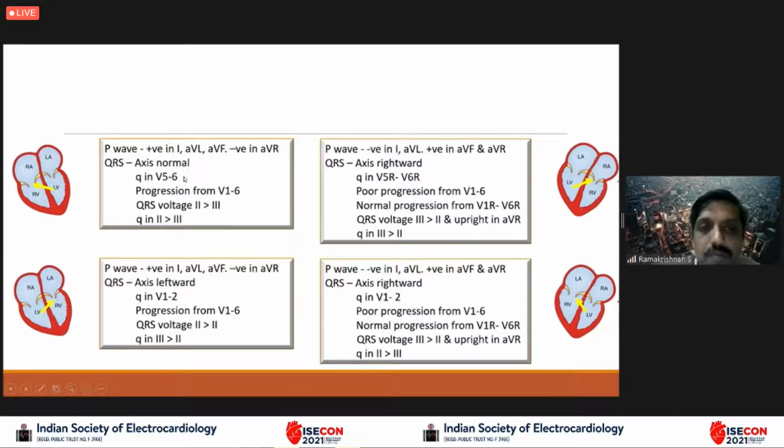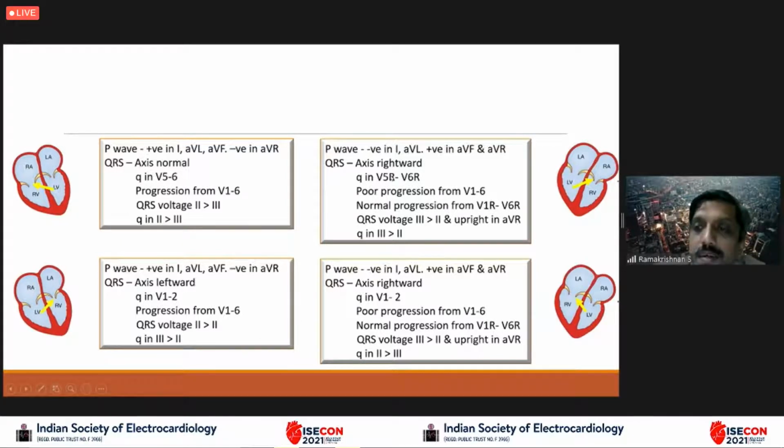There will be a Q wave in V5 and V6, and there will be a good, classical progression from V1 to V6, and the QRS voltage will be 2 greater than 3, and Q wave 2 greater than 3 will be there. So this is a typical normal position and normal situs.